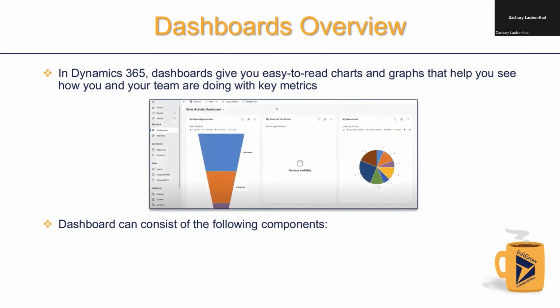The system comes with several dashboard layouts tailored for roles. For example, on the sales activity dashboard, you'll see the status of open opportunities in the pipeline, progress toward goals, open leads and opportunities, the sales leaderboard, and your activities.